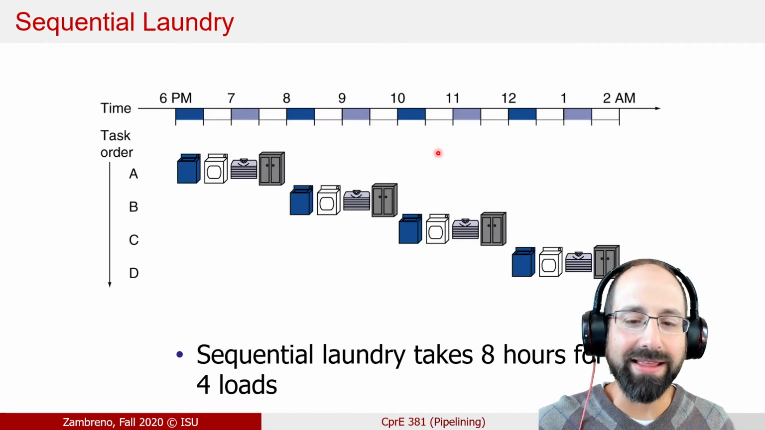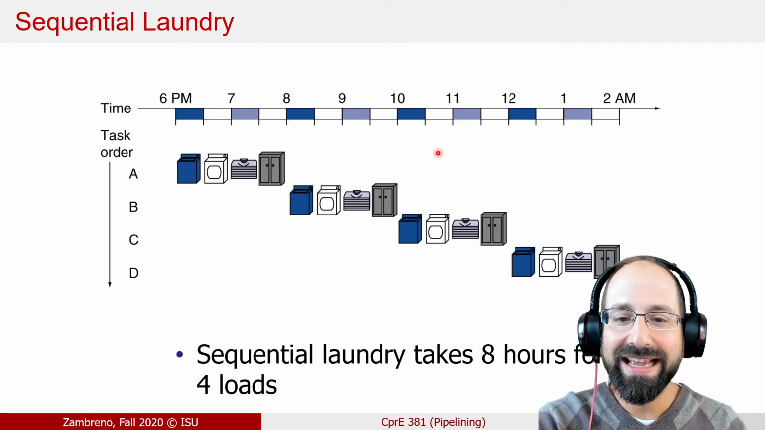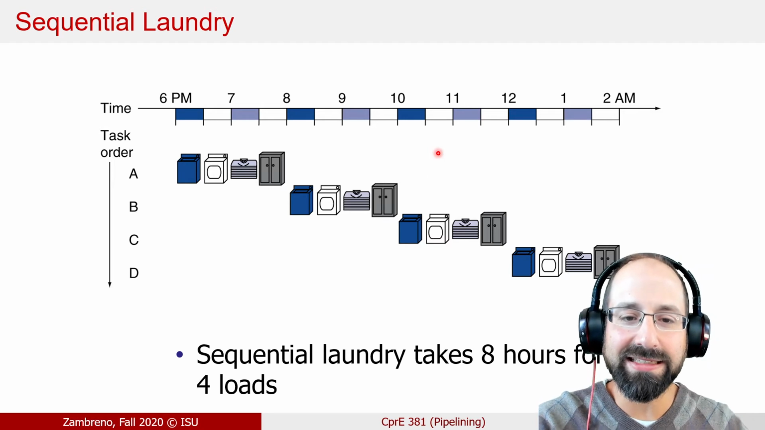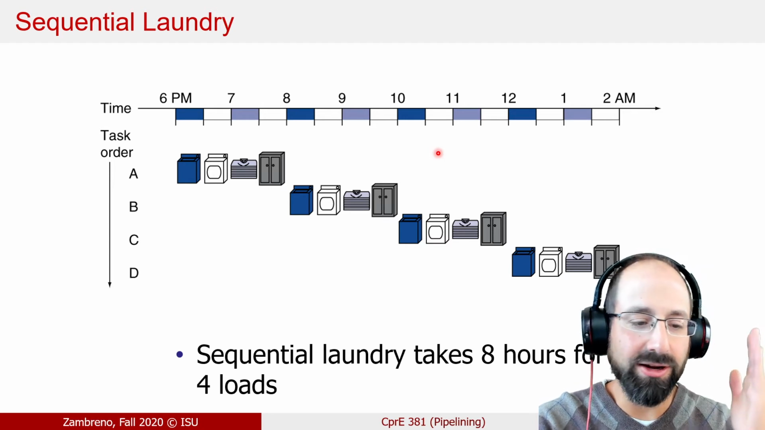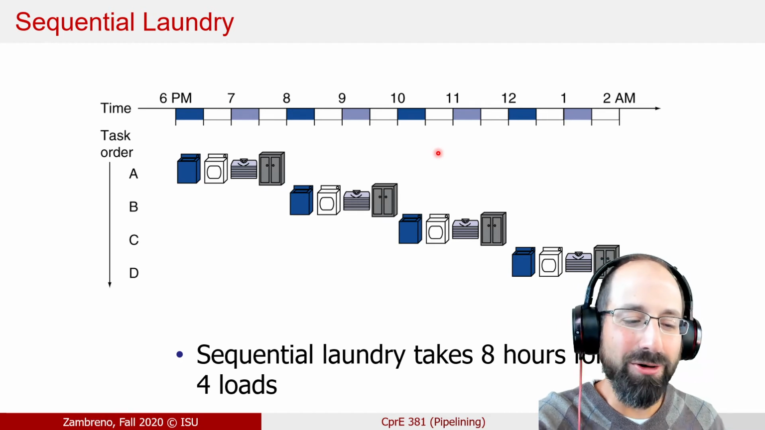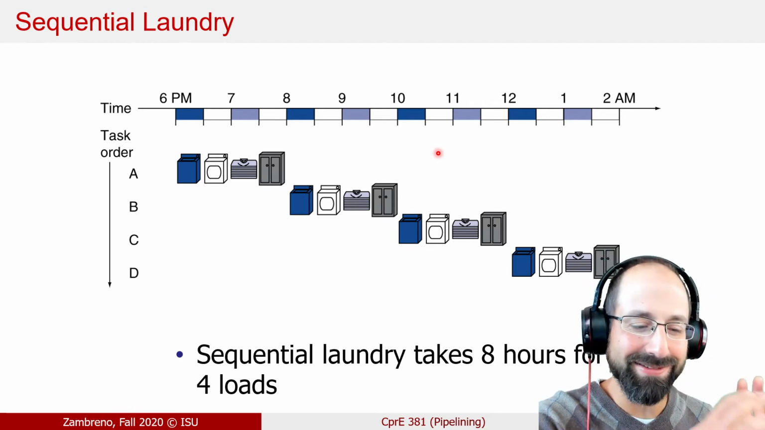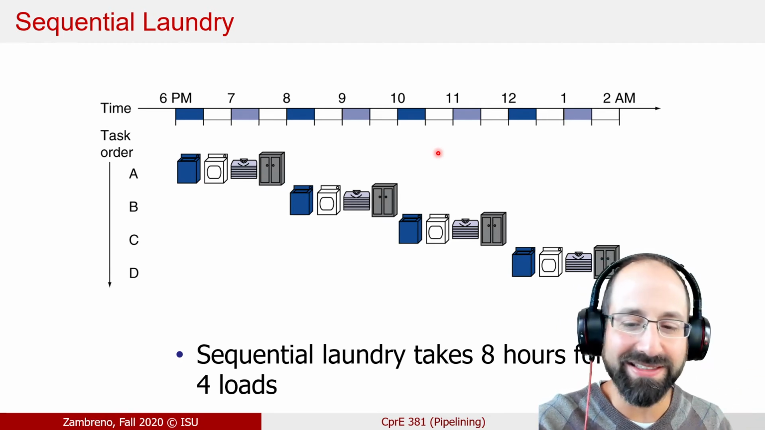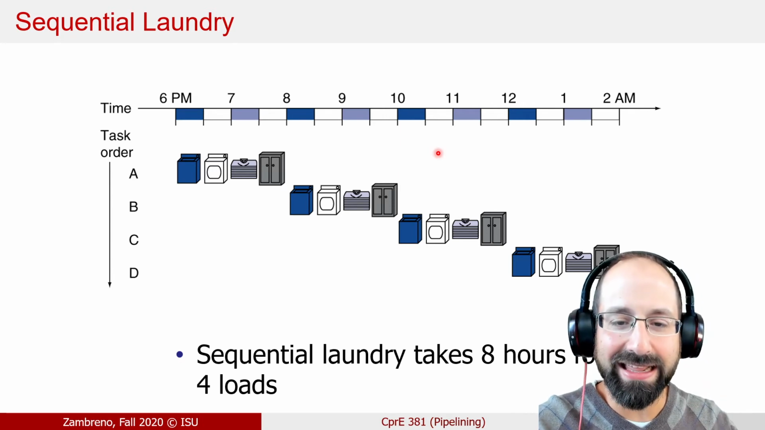I already forgot the names. Anne, Brian, Kathy, Dave. Anne starts with her task. She does her entire laundry, and it takes the entirety of the 2 hours because she goes from machine to machine to machine to machine. Maybe she's locked the room, right? No other task is allowed until this load of laundry is completely finished. And then Brian, and then Kathy, and then Dave.